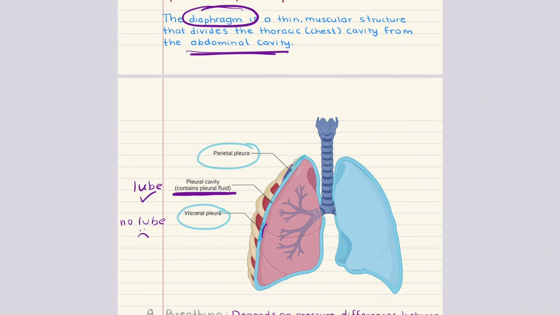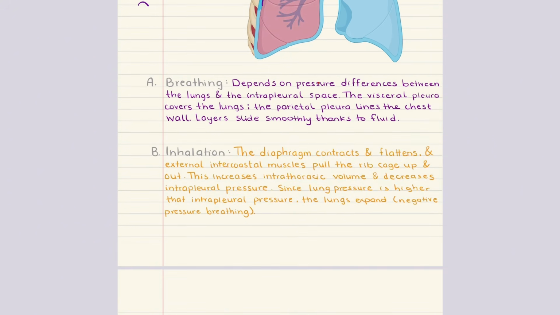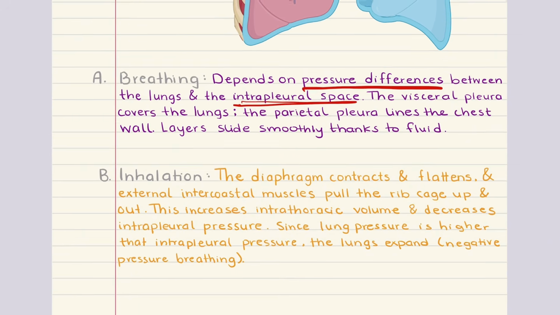Now, let's break down how breathing actually works, starting with the pressures involved. Breathing relies on pressure differences between the lungs and the intrapleural space. That's the narrow fluid-filled space between the visceral and parietal pleurae. These pressure differences are what allow air to move in and out of the lungs.